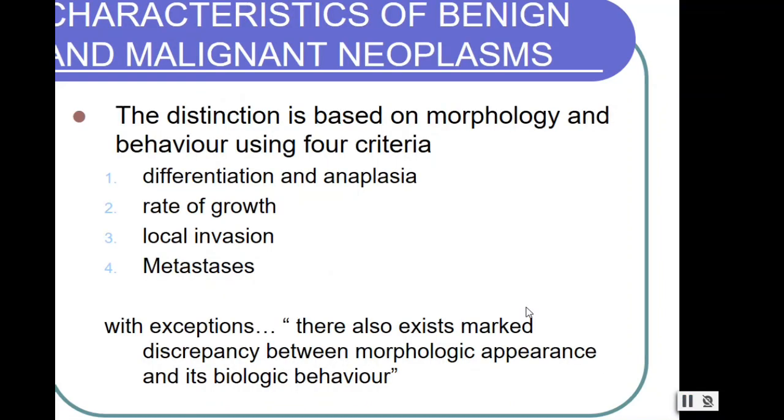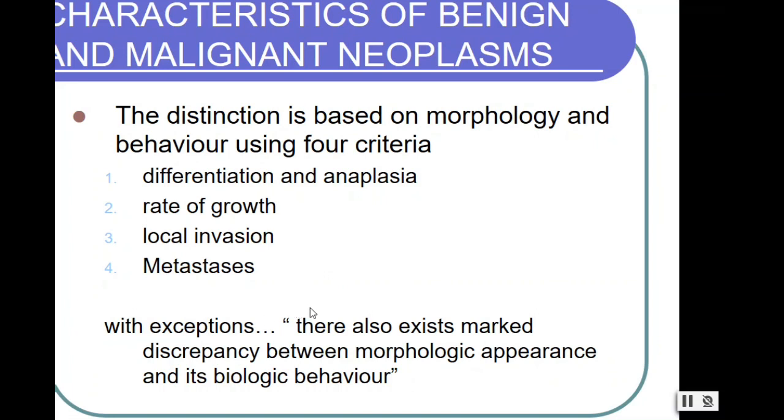Now, let us differentiate a benign and malignant neoplasm. Okay, so characteristics of benign and malignant neoplasm. We can distinguish based on the morphology and behavior using four criteria. First is differentiation and anaplasia. Second is the rate of growth. Third is local invasion. Fourth is metastasis.